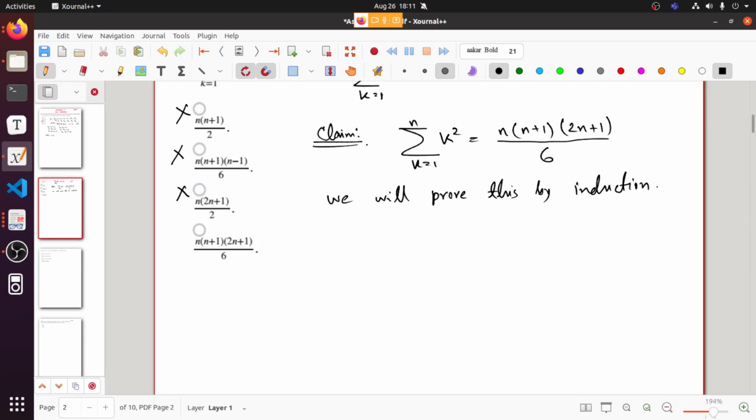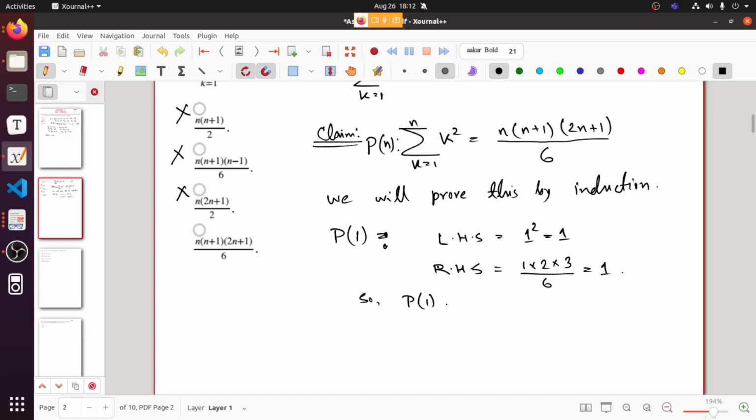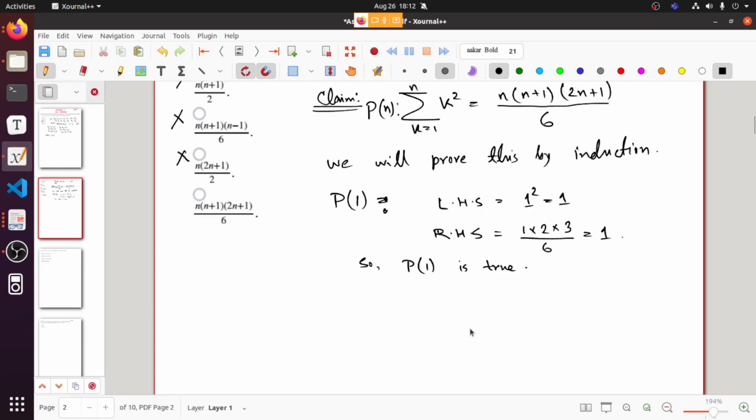So suppose this is P of n. Then what is P of 1? For P of 1, the left hand side gives only 1 square, which is 1. And what is the right hand side? If you put n equals 1 into 1 times 2 plus 3 by 6, it's again 1. So P of 1 is true. So for n equals 1, this is true.